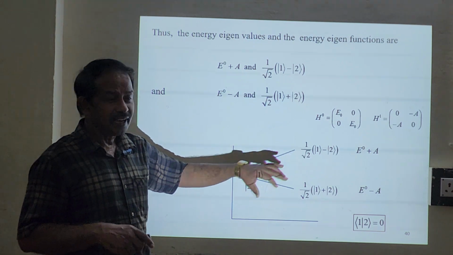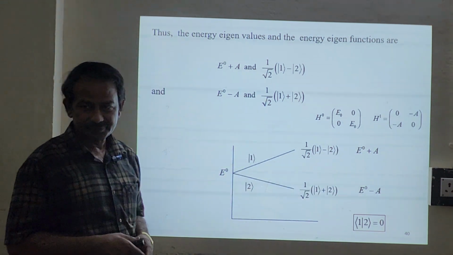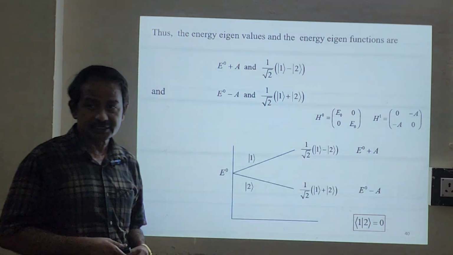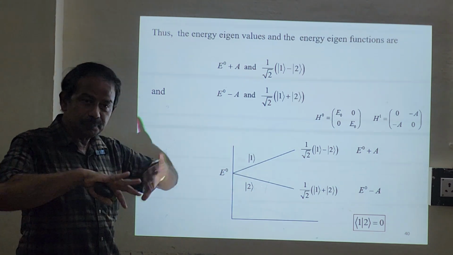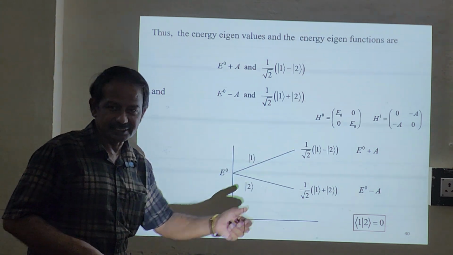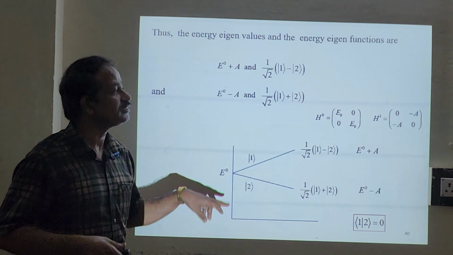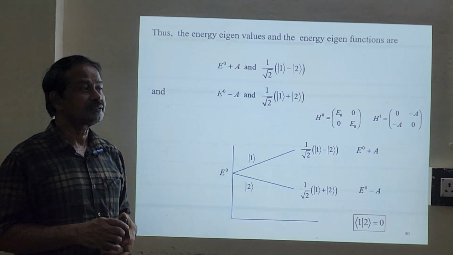But after the degeneracy is lifted, what happens? Separately we have written: for this wave function we have one energy, and for this wave function we have a different energy, E naught minus A. It lifts the degeneracy, and the degeneracy is completely removed. So these are non-degenerate levels, exactly like this. This is degeneracy, that is non-degeneracy. A very important thing is that these two wave functions should always be orthogonal to each other.